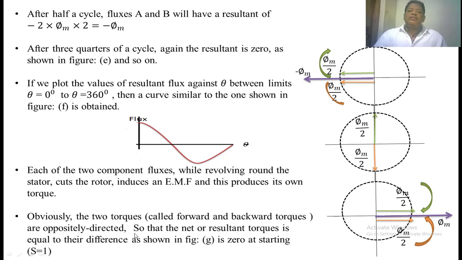So when these two fluxes are rotating, a voltage is induced in a rotor conductor, and current passes through the rotor conductor due to the forward flux as well as the backward flux. A torque is developed in the rotor in the forward direction due to the forward flux. In the opposite direction also, a torque is developed due to the backward flux. These two torques are equal because the fluxes are equal. So the net torque at the time of starting becomes 0. So the single phase induction motor is not a self-starting induction motor.